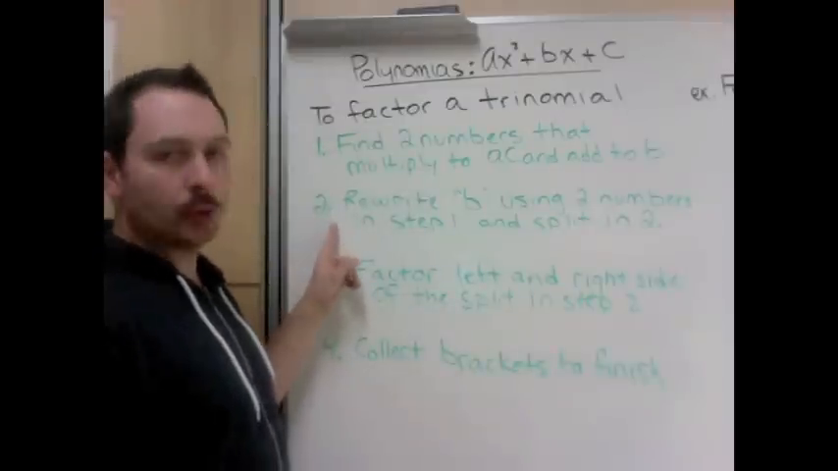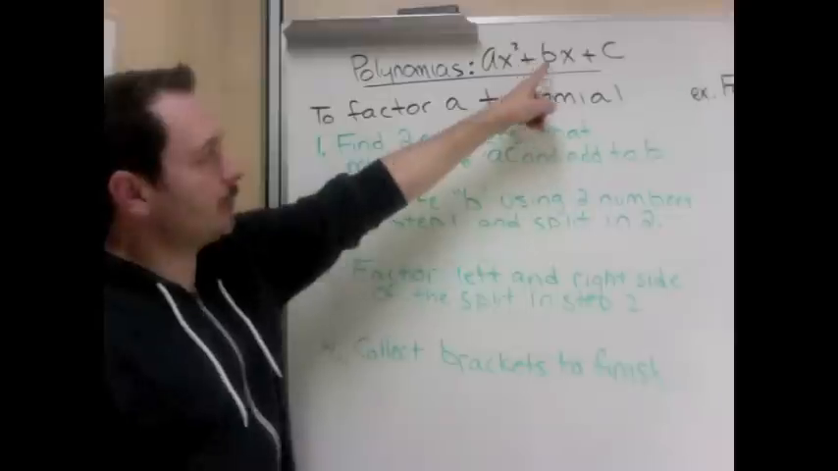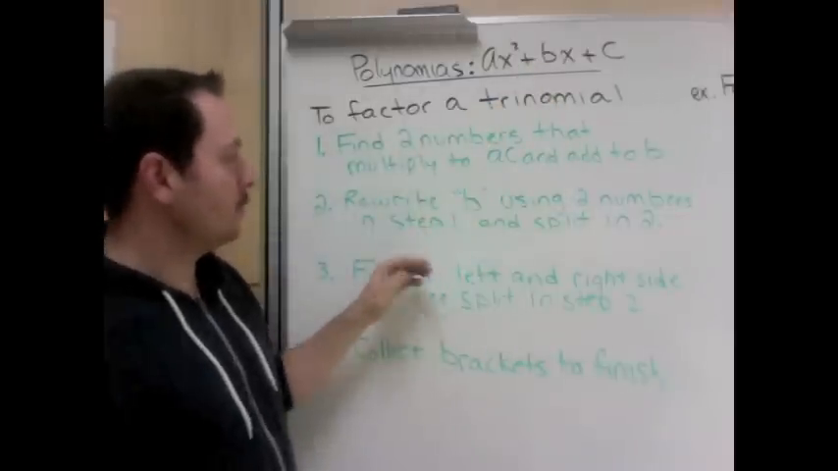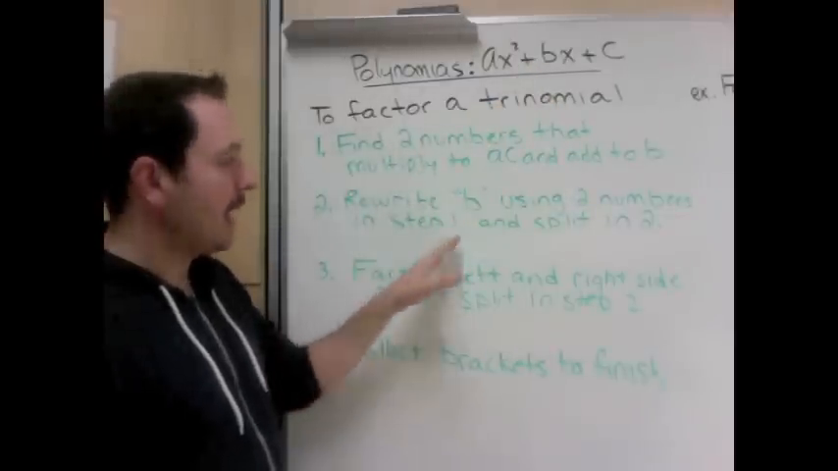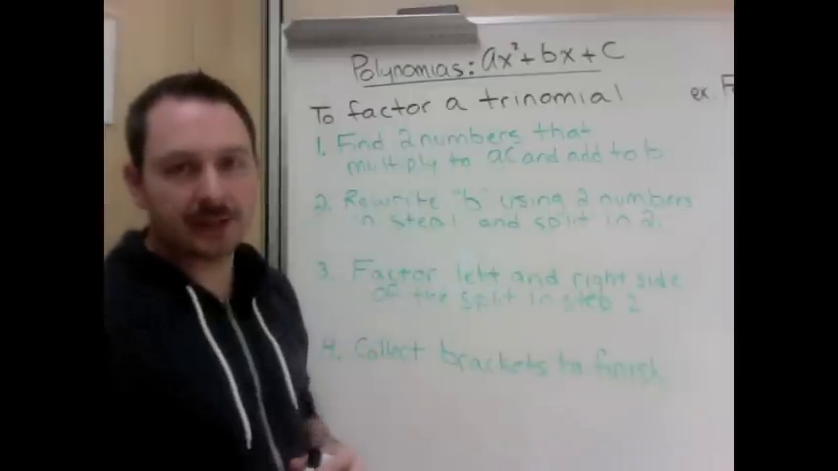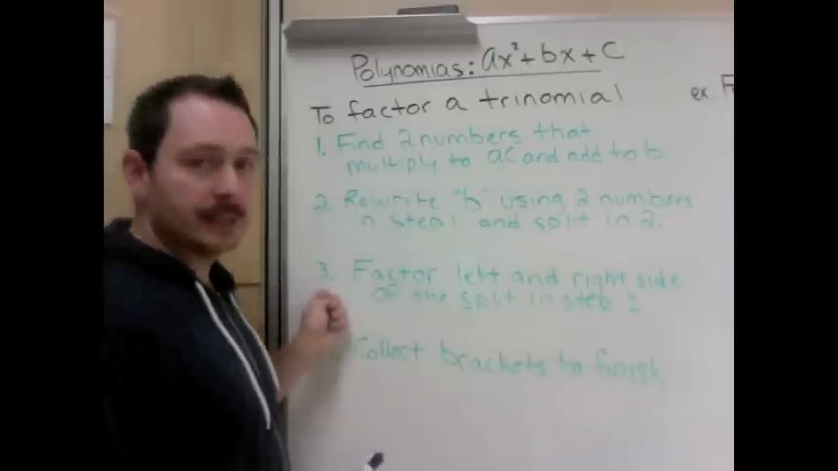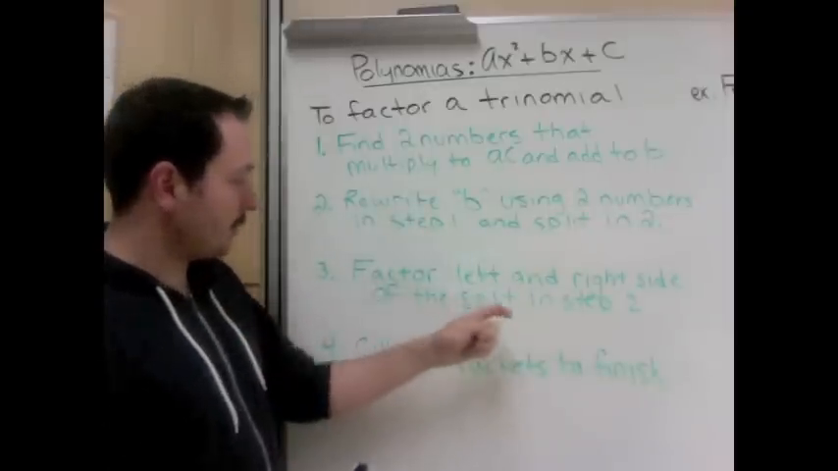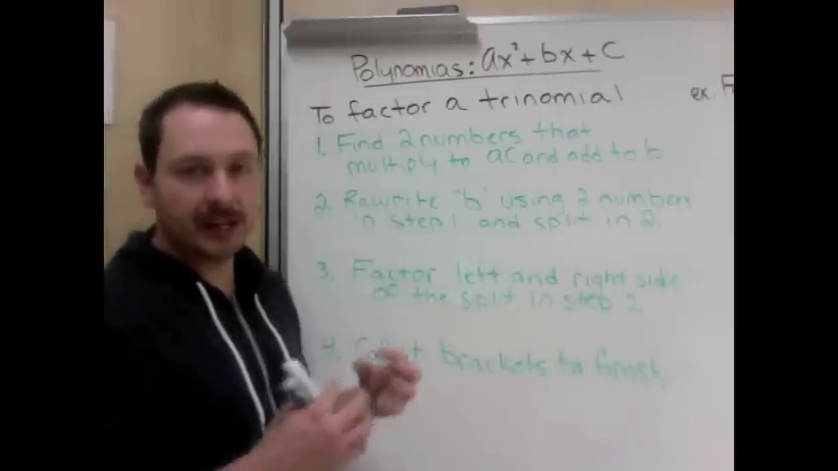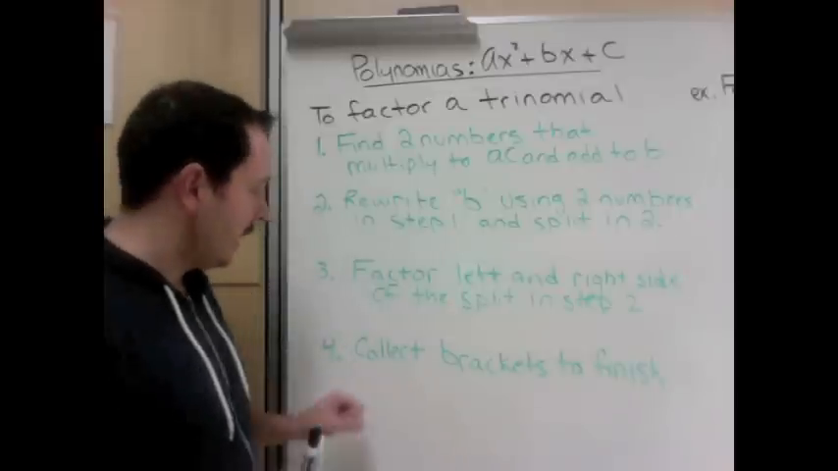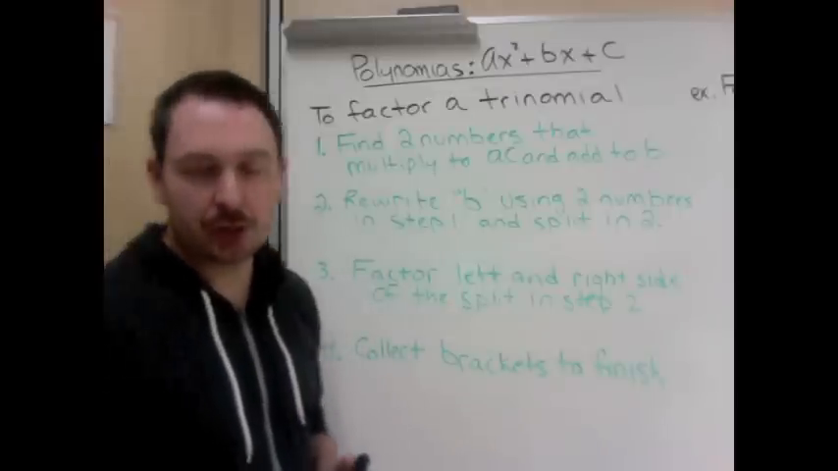Second, we're going to rewrite b, so we're going to rewrite this value using the two numbers we found in step 1. So step 1 leads to step 2. And we're going to split the problem into two, a left side and a right side. Step 3, factor the left and right side of the split in step 2. So factor out any common factors they have. And step 4, collect your brackets to finish off.